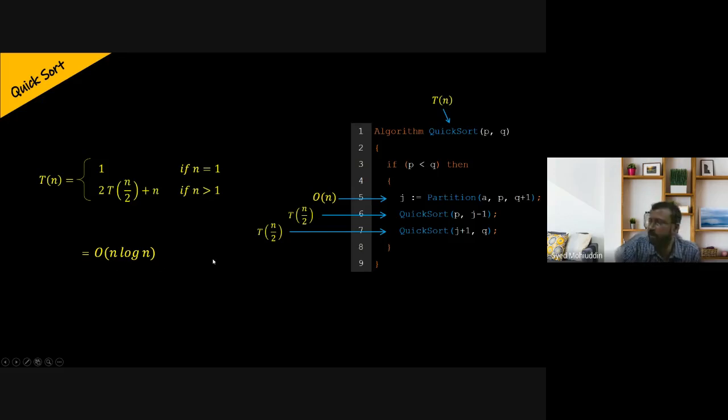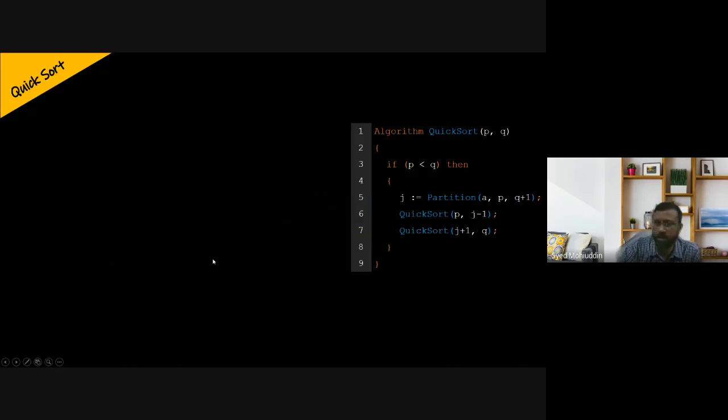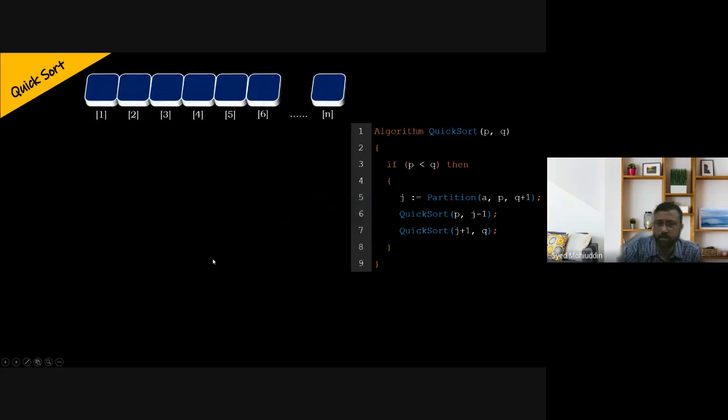Now, remember that this O of n log n is... let us look at this O of n log n. Is it in terms of average case or best case or worst case performance? Here, let us assume that there are n number of elements, and T of n is the time taken.